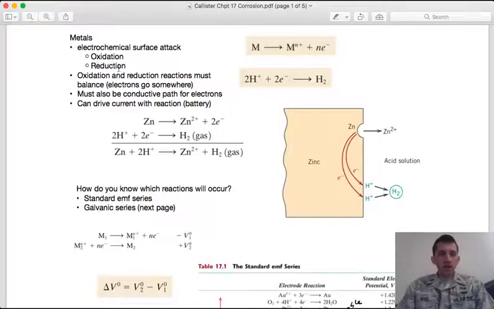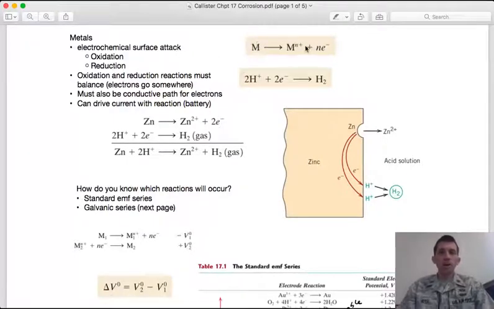And a helpful mnemonic that I've always remembered from my chemistry undergrad is oil rig, right? So that's an acronym, and it stands for oxidation is loss, reduction is gain. And what it's referring to, losing or gaining, is the electrons, right?